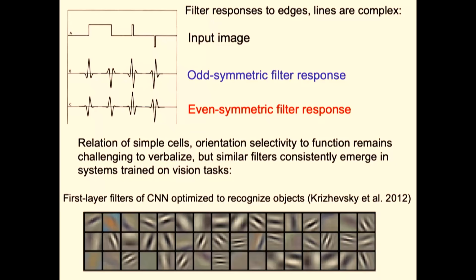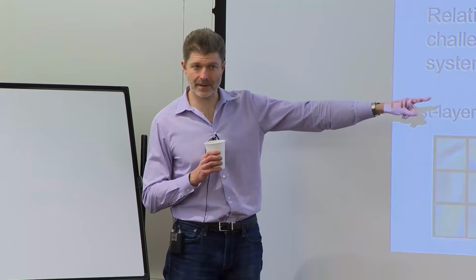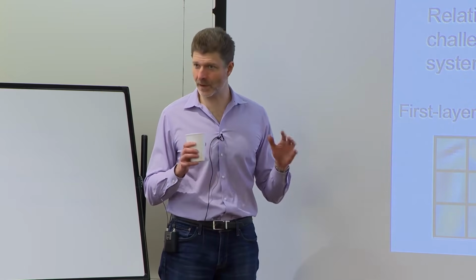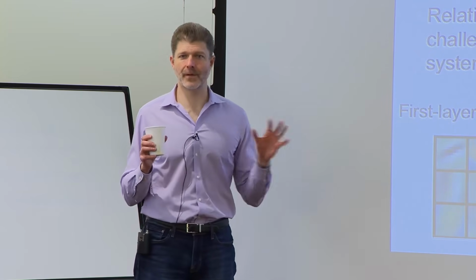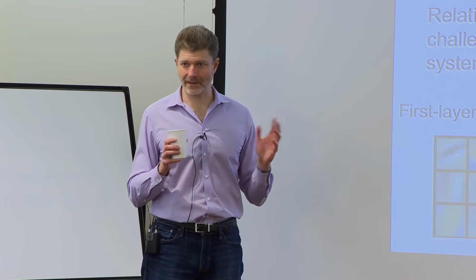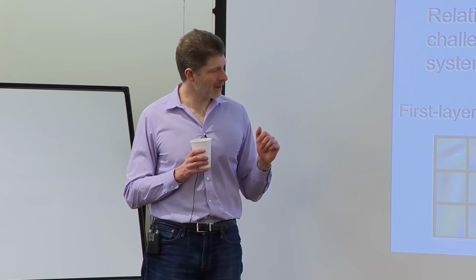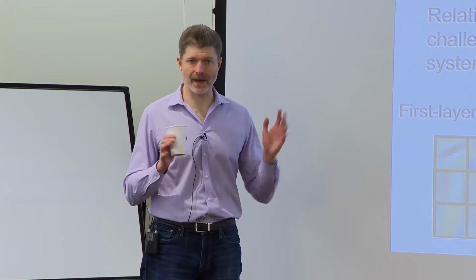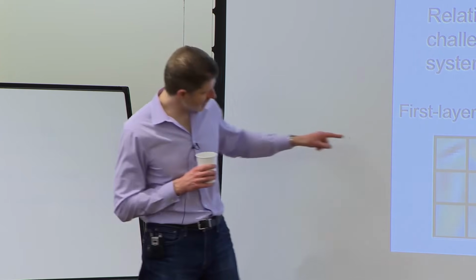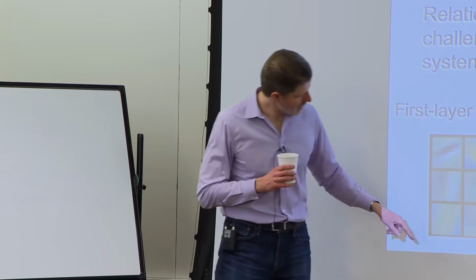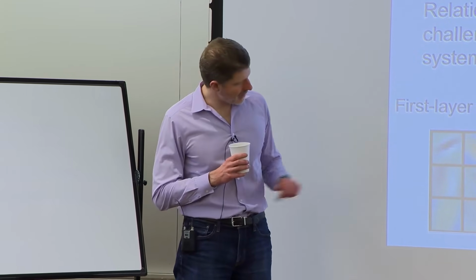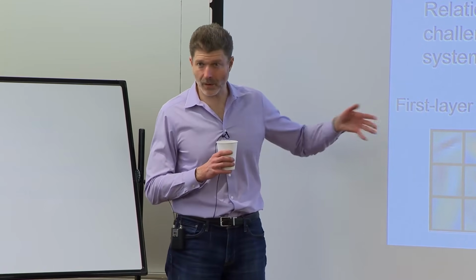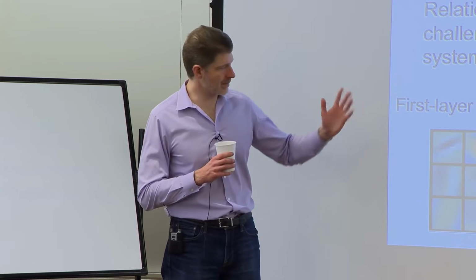So this is an example. These are the first layer filters of a convolutional neural network optimized to recognize objects. This is a very famous convolutional neural network. This is the first one that produced really impressive performance on ImageNet, a classical object recognition task. This was back in 2012, and this opened the gates of deep learning and got everybody really excited about deep learning. Each one of these is a different filter, and you can see that they look a lot like simple cells in the sense that they're orientation selective, tuned to different orientations.